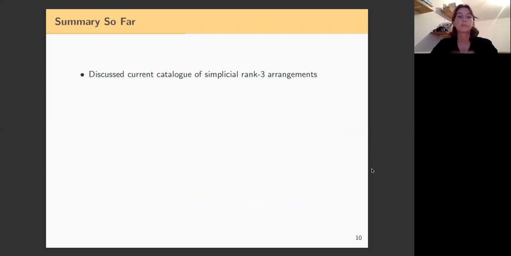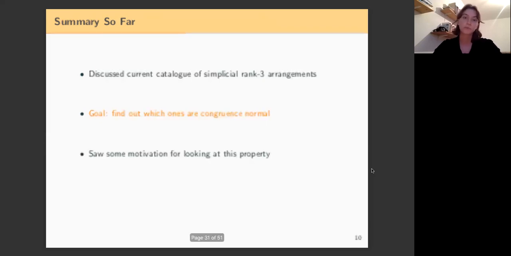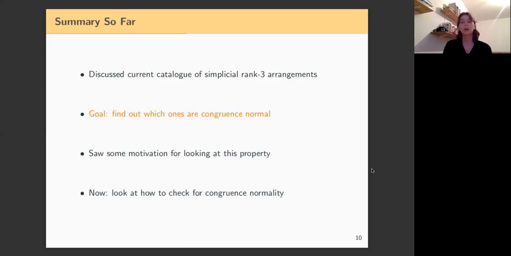So now I wanted to summarize what we've done up to this point. We discussed the current catalog of simplicial rank 3 hyperplane arrangements. And one of our goals is to figure out which ones are congruence normal. So now we know what that actually means. It means it's obtainable by a finite sequence of doublings. And we saw some motivation for looking at this property. But this sequence of doublings is not how we're going to approach verifying which of these arrangements are congruence normal. Now I want to talk about our approach.